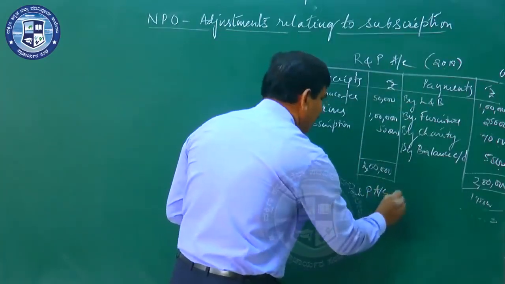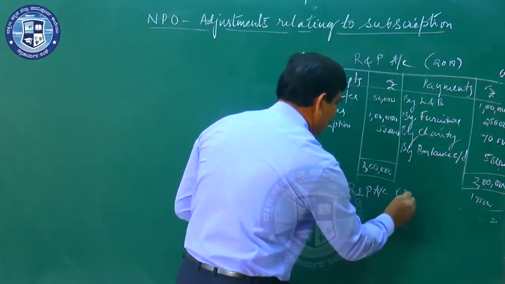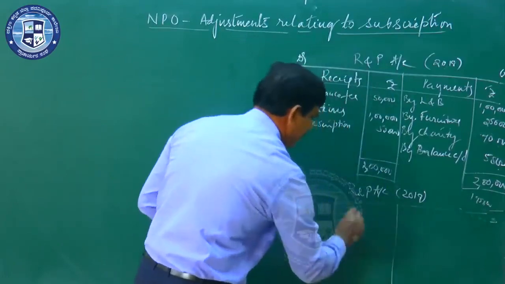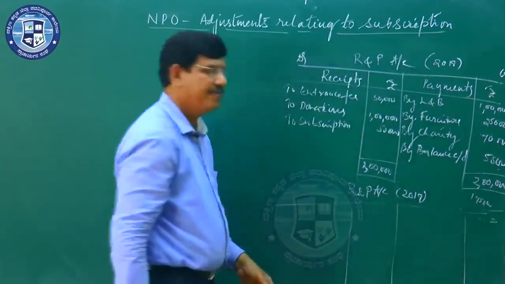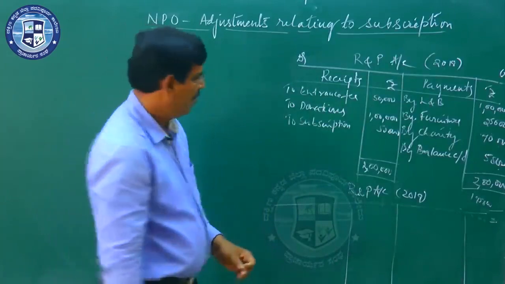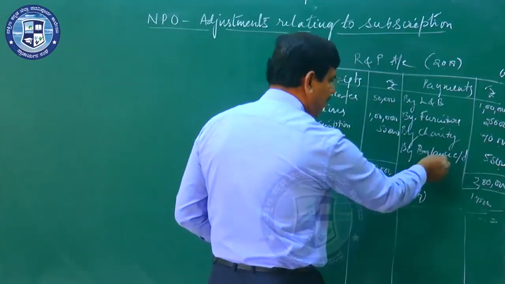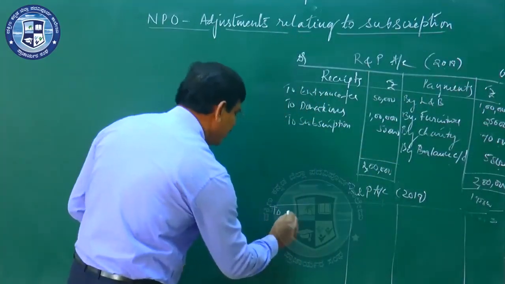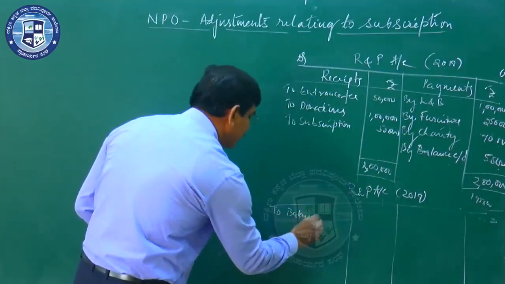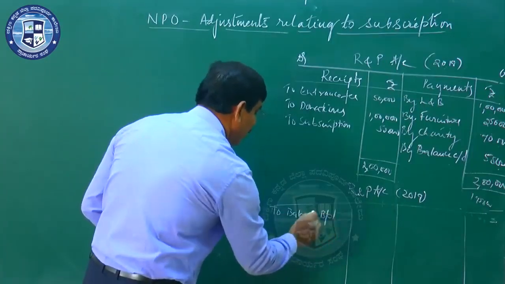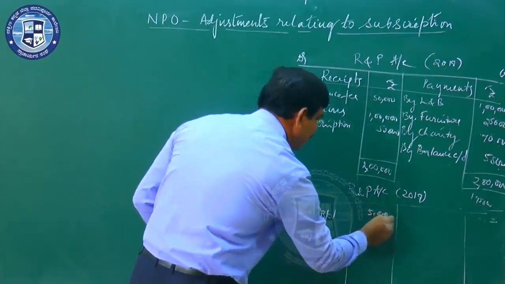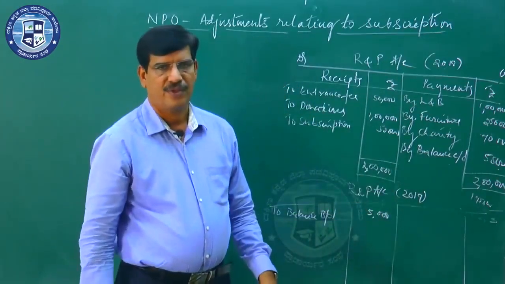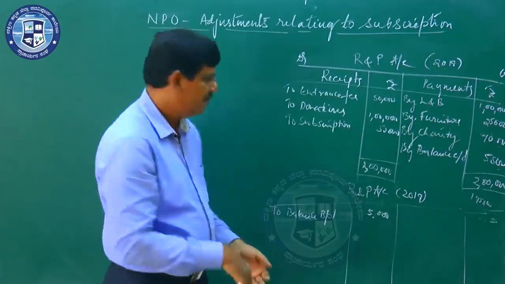Receipts and payments account of 2019. Again, the same headings will be there. Whatever the balance carried down you have in the previous year, it is the closing balance of cash. It will come to the debit side as to balance brought down, 5,000 rupees. And in the year 2019 also, you are getting some donations, there will be subscription.